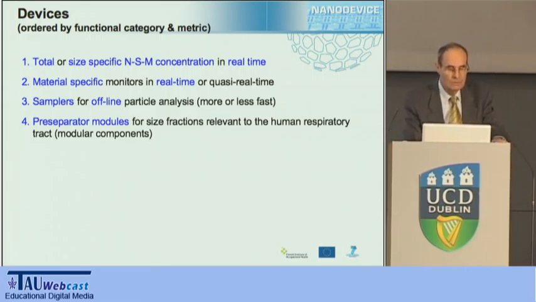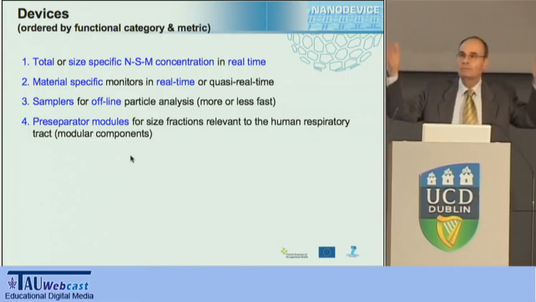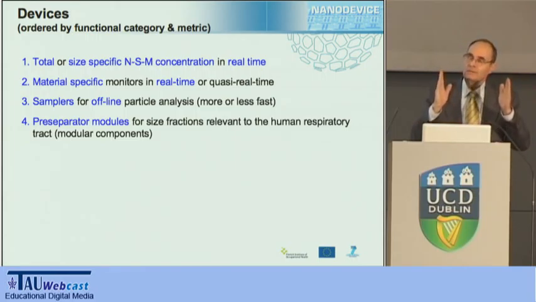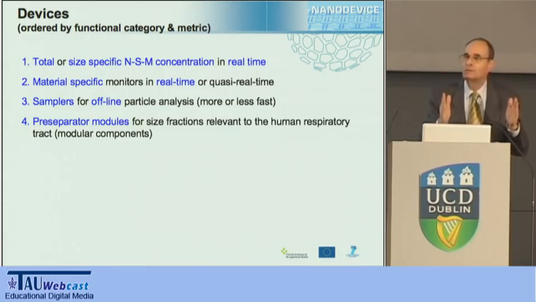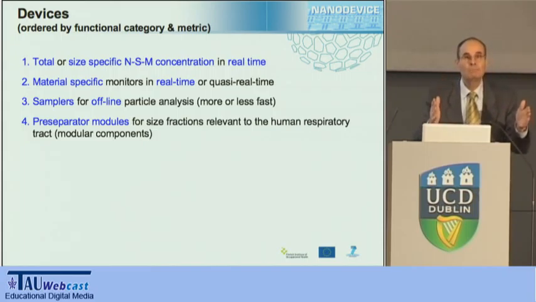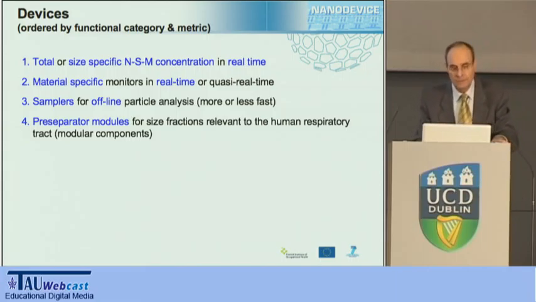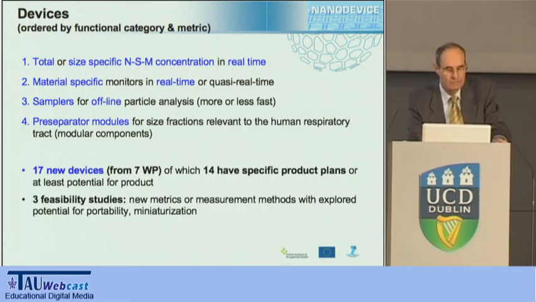And the device development also involves pre-separator modules, which will cut out a certain part of the size spectrum. And that's not a bad idea, because we have fairly simple devices already today, which will just give you a total concentration in some metric, surface area or number. But if you would like to know the concentration in a size range which is only specific to lung deposition, then you need to impose some kind of a pre-filter that will cut out that part. So this is a module that you can put in front of other devices. And that's the idea of the device development.